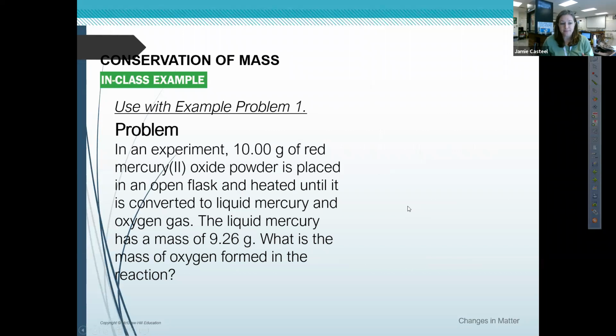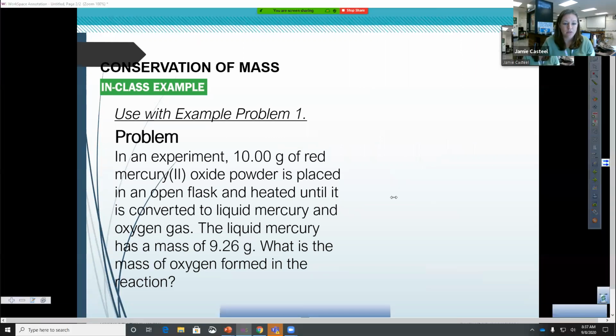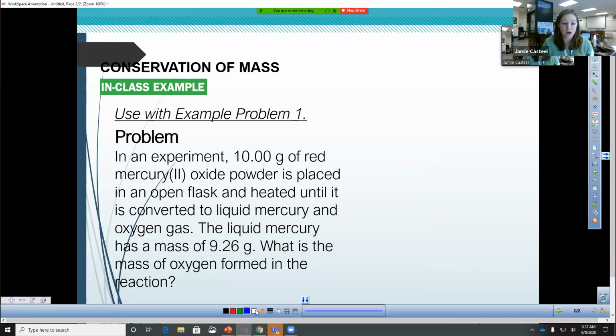Let's go do a problem. In an experiment, 10 grams of red mercury II oxide, and we'll talk about that later, is placed in an open flask and heated until it is converted into liquid mercury and oxygen gas. The liquid mercury has a mass of 9.26 grams. So what's the mass of the oxygen formed?